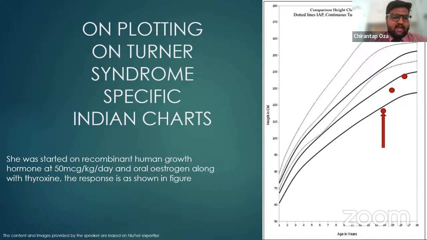Now she was started on thyroxine, and besides that, recombinant human growth hormone was started at a dose of 50 microgram per kg per day, and oral estrogen was also started to induce the pubertal changes in her, and the response is as shown in the figure. So at 14.5 years, she was 125 centimeters, and at 15.5 years of age, her height was 133 centimeters. So she reached the median height for the Indian Turner girls, but as compared to normal, otherwise healthy Indian girls, her height still remained below the third centile, but the catch-up that we can see here is spectacular. So growth hormone, induction of puberty, and correction of hypothyroidism helped in increasing the height of this child.